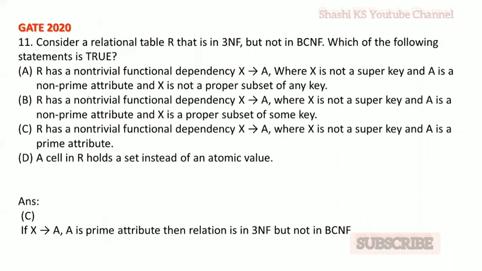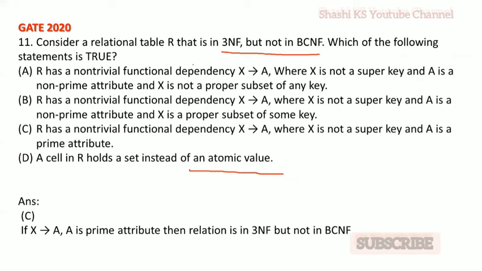The next question is, consider a relation table that is in third normal form, but not in Boyce-Codd normal form. Which of the following statements is true? Now, in option D, they have told that a cell in R holds a set instead of an atomic value. So that means it is not in first normal form also. So option D is eliminated.